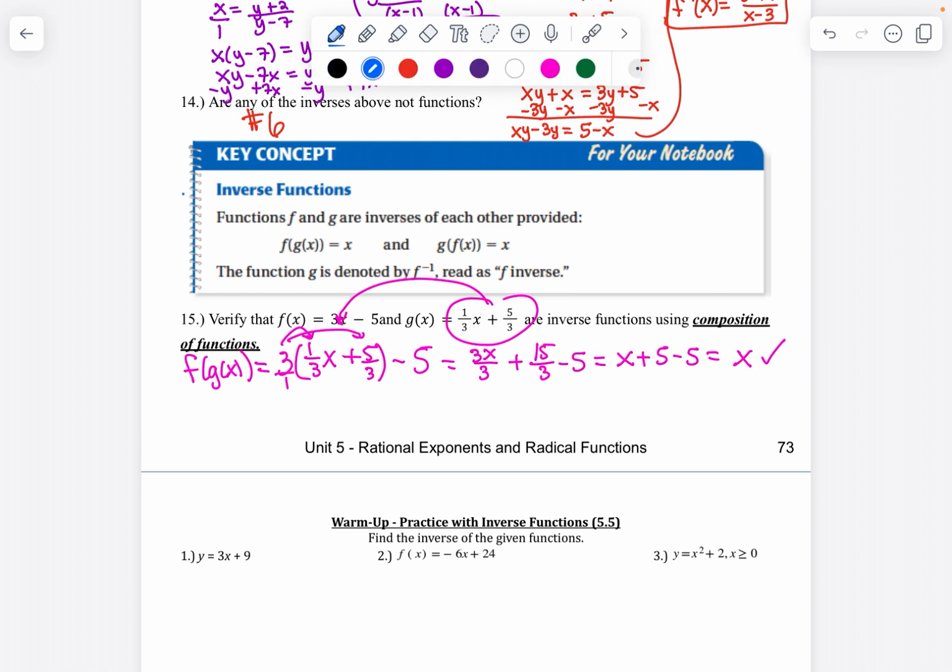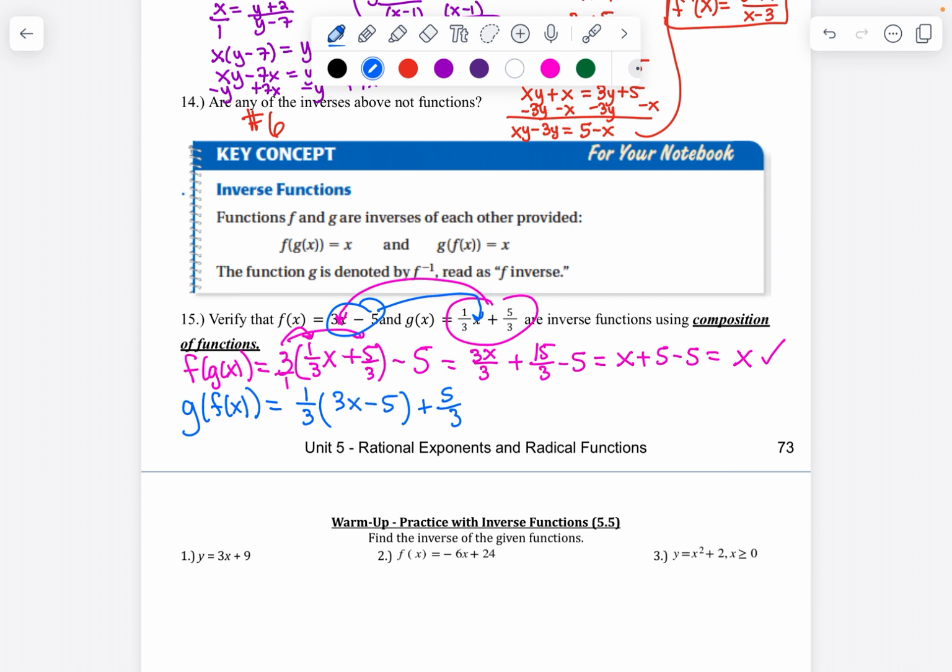Now I've got to verify it works the other direction as well, so I have to do g of f of x. So function g says 1/3 times some input plus 5/3. So again, I left the x out because when we substitute, that goes away, and in place of it comes the new information. So I'm taking the 3x minus 5 and putting it in place of the x.